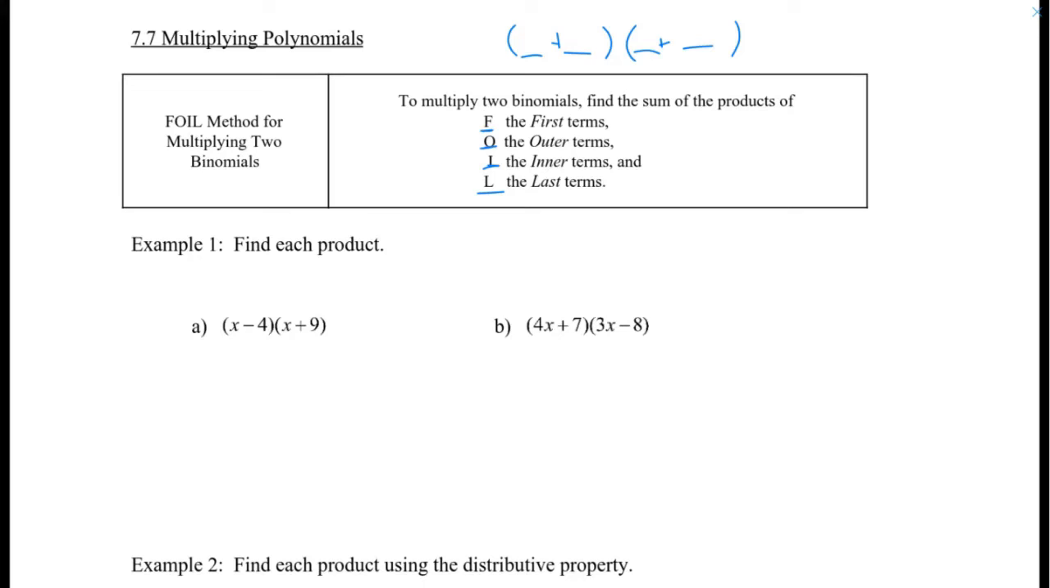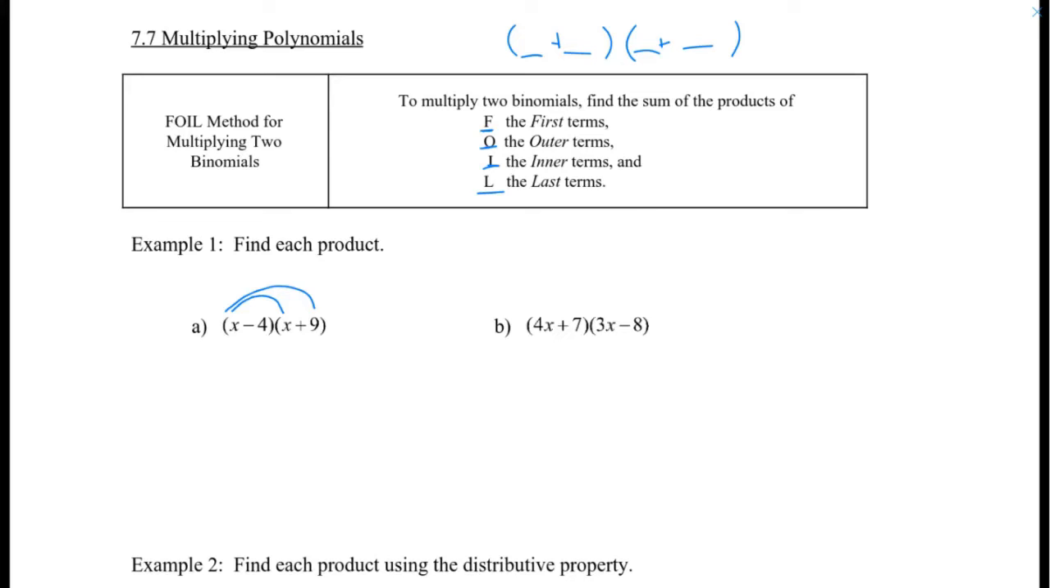So in this first binomial here, in example 1a, we're going to multiply the first terms. Basically, we're going to distribute that first x through to the second binomial. So we have x times x, and then we would multiply the outer terms, so x times 9. Notice all we're doing is taking this first x and distributing that through to both of those terms in the second binomial.